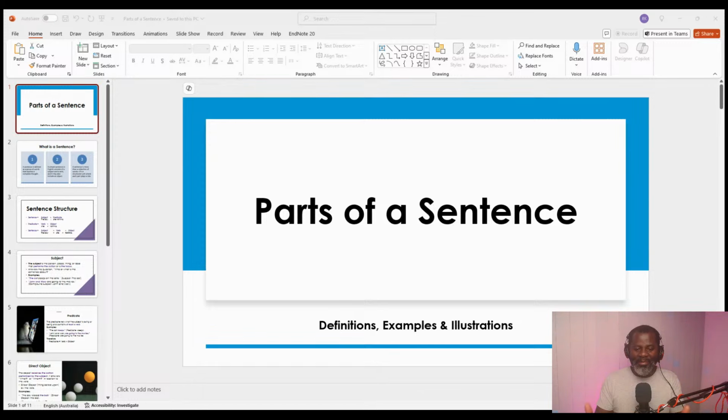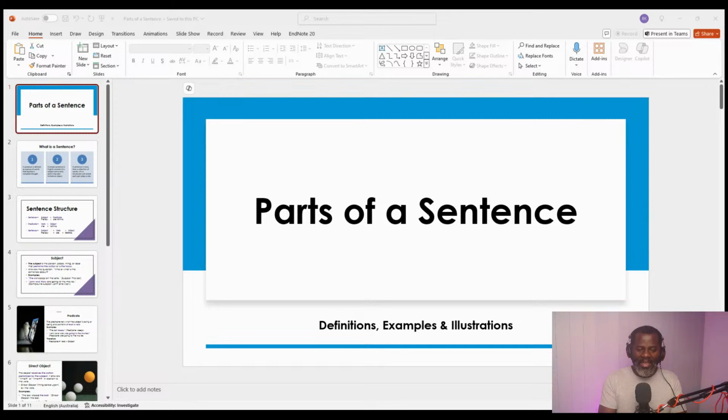And the predicate could be a verb and other things, or a verb alone. That's it about the structure of a sentence. And this is just the basic structure. We're going to go into the details. We've been mentioning a subject. Now let's talk about what a subject is.